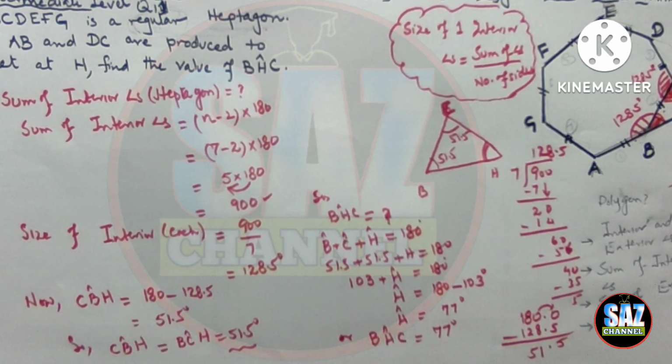Students, I hope you are really clear on how we find the sum of interior angles of the polygon, and how we find the exterior angles, and how we apply the concept of the isosceles triangle.